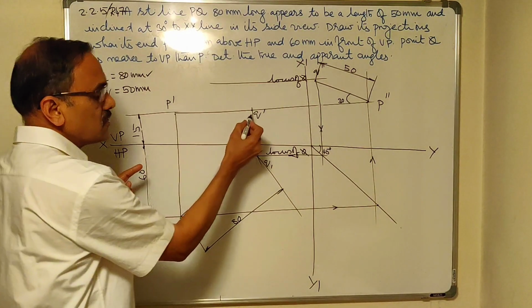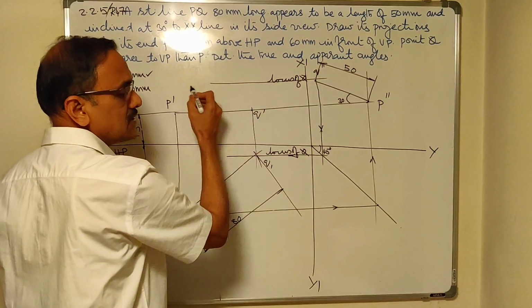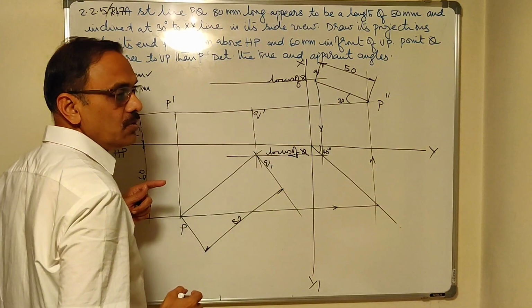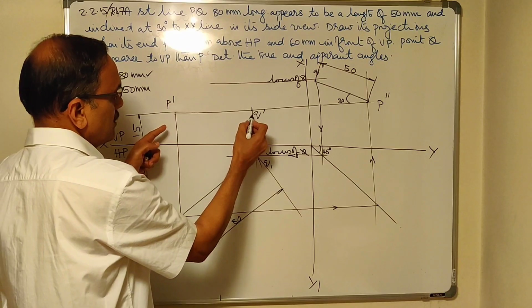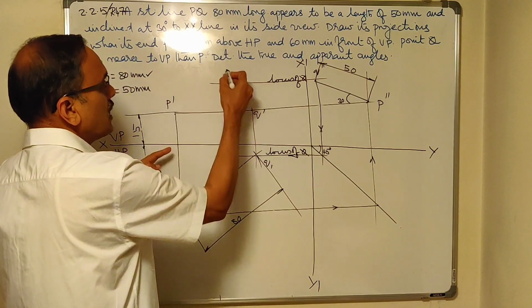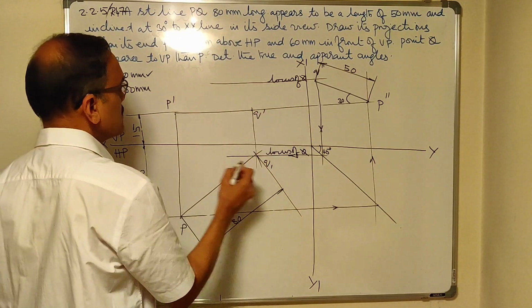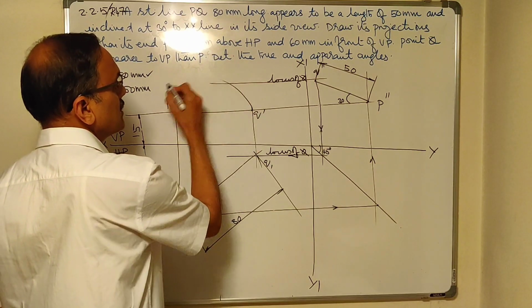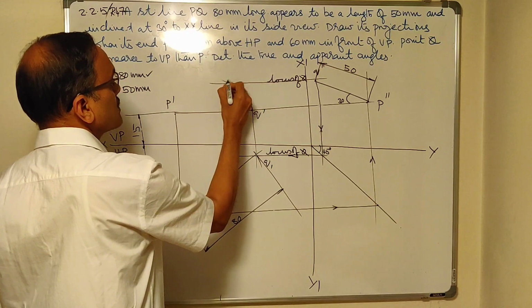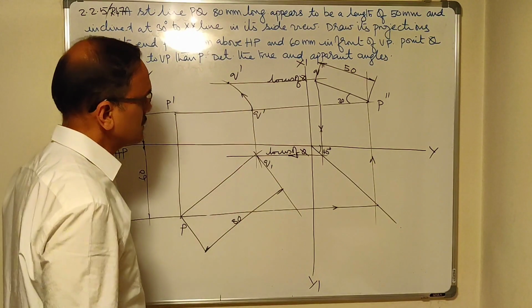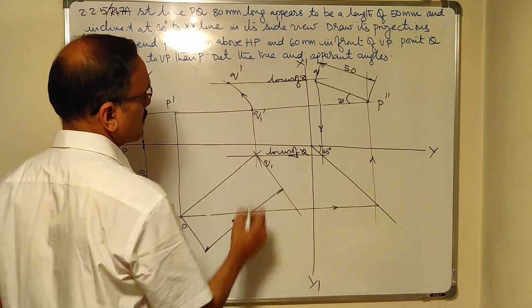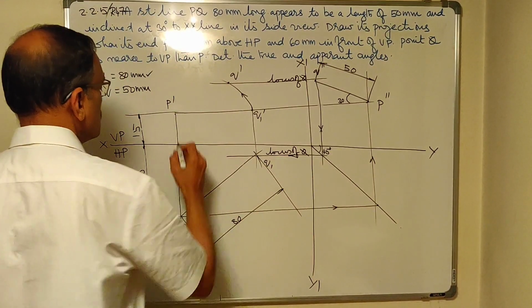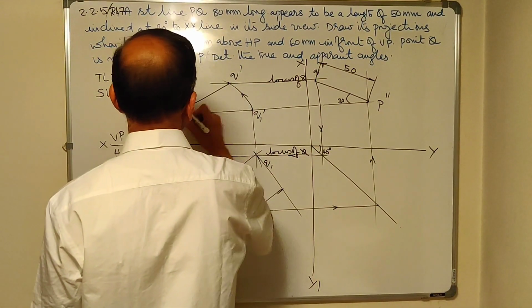But this is not the position of Q. It should lie on this line. So what do you do? Using the same length, but Q should lie on this locus. So take P dash as center, P dash Q dash as radius, and draw an arc to cut the locus of Q. That will be Q dash. This should be Q1 dash. So this is the front view of PQ. This should be a dark line.